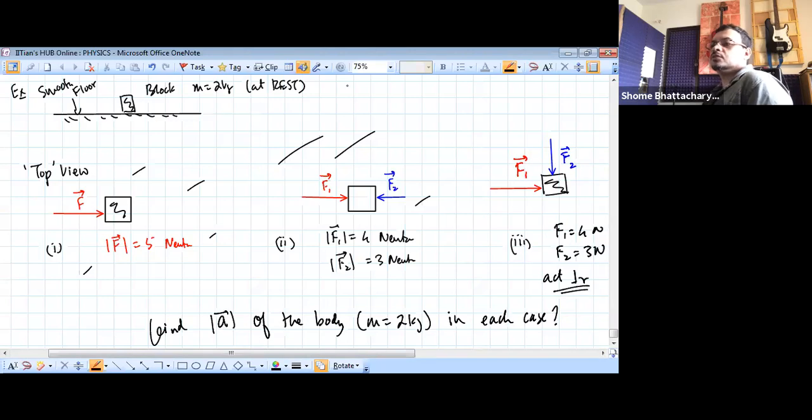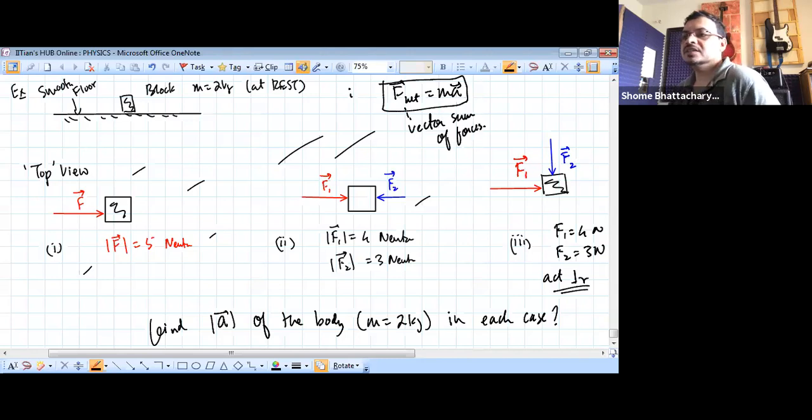So what you have to do here is apply Newton's second law, that the net force will become mass into acceleration, because it's a constant mass body. It's a fixed mass body. So this net force will be the vector sum of forces. In the first case it is just F by m, so it will become 2.5 meters per second square. But in the second case, the forces are acting in opposite directions. So the net force will have a magnitude of F1 minus F2. So there will be 1 newton.